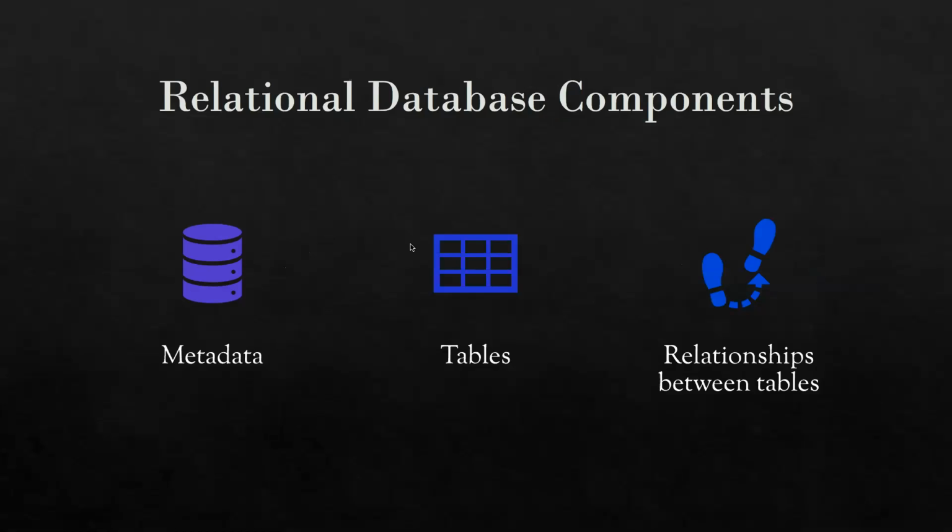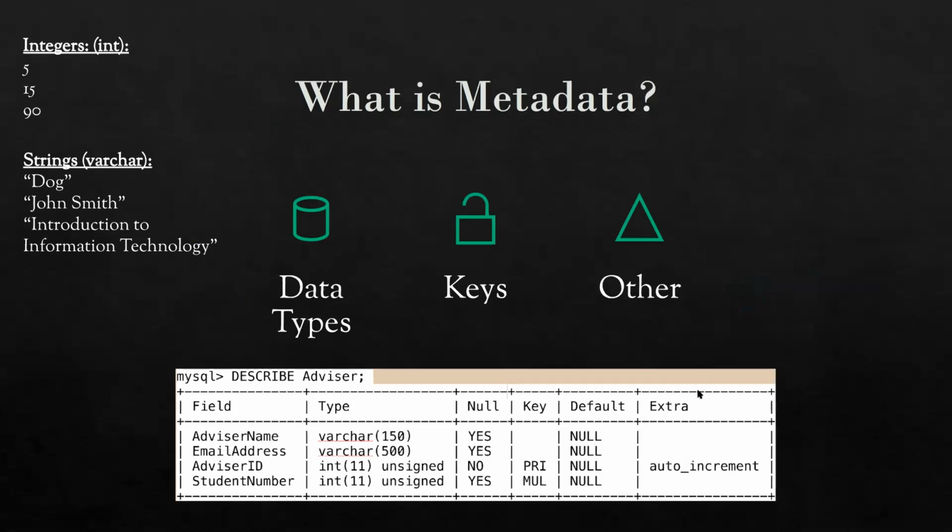Relational databases have 3 types of components. They have metadata, they have tables, and they have the relationships between those tables. So let's start with metadata. What is it? So we have things like data types. And there's a few examples on this slide.